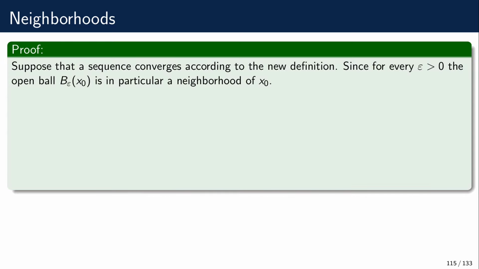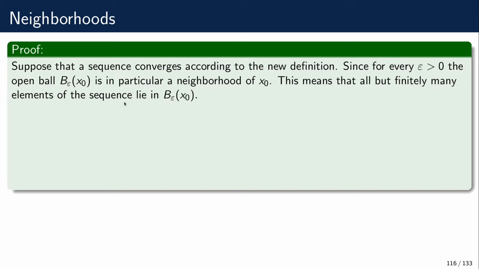Okay, so now let us prove that those definitions are indeed equivalent. For every epsilon greater than 0, the open ball with radius epsilon around x0 is an open neighborhood of x0, and in particular a neighborhood, because a neighborhood is something that contains an open set, and an open set is something that contains an open ball. This means that, according to this definition, all but finitely many elements of the sequence lie in this ball of radius epsilon around x0. It's the same proof that we have seen previously.